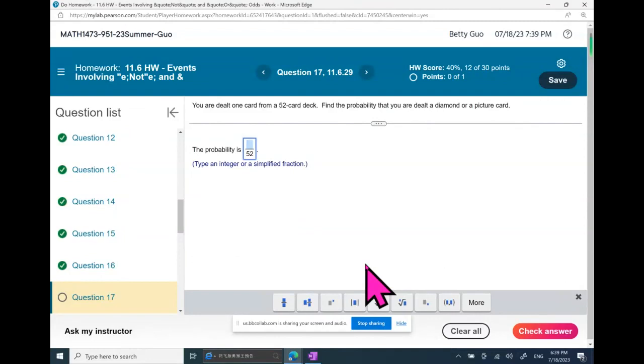Well, we have 4 suits. 1 suit is diamond. 13 of them are diamond. So 13 plus. And how many among the 52 cards are picture cards? We have 3 picture cards for each suit. 3 times 4, we have 12. And we have 12 picture cards, right?